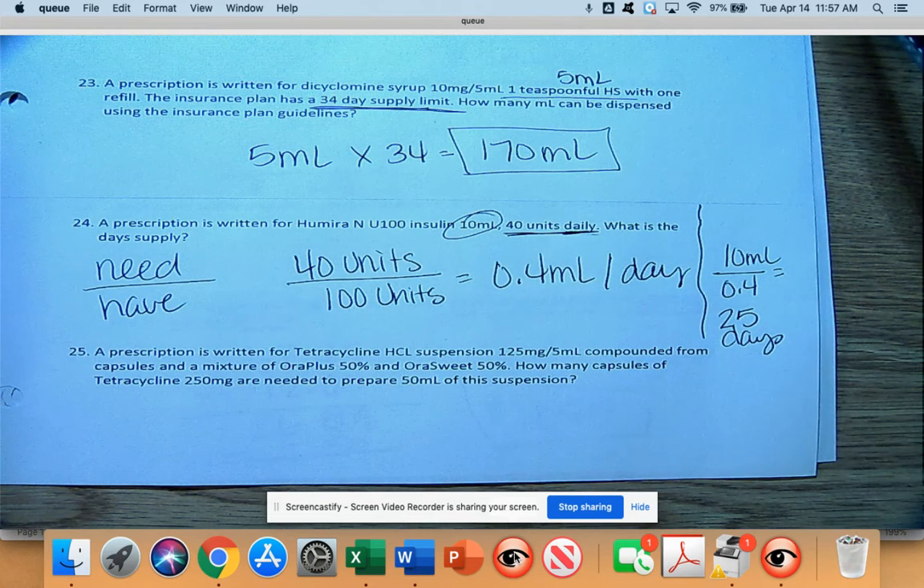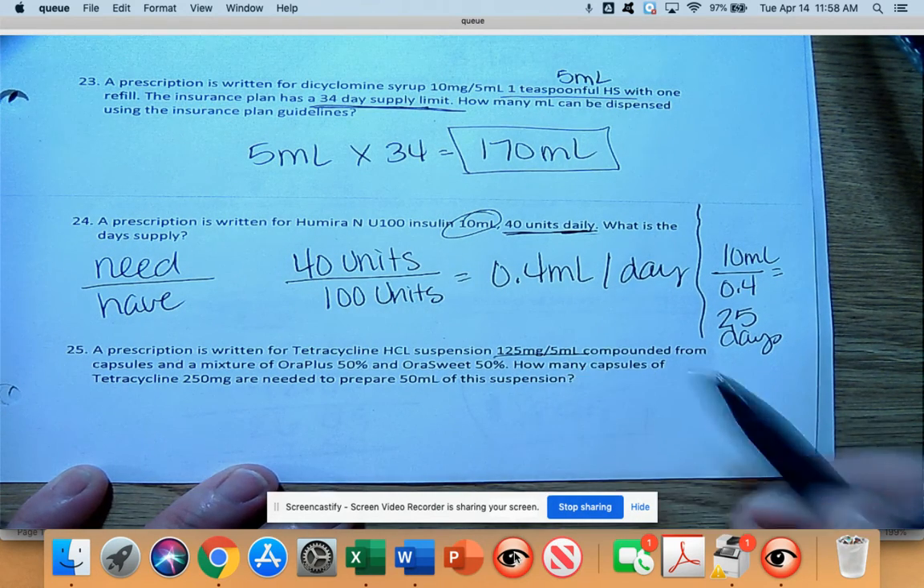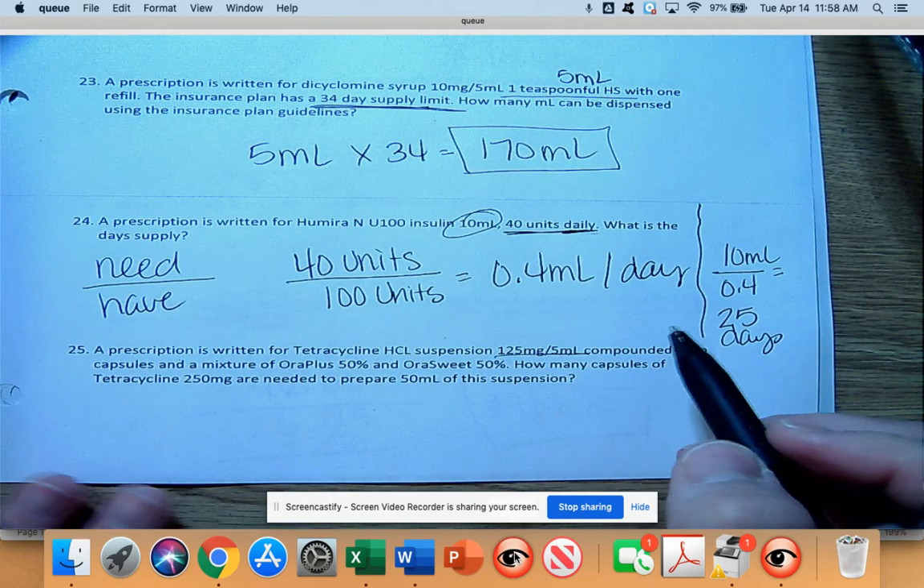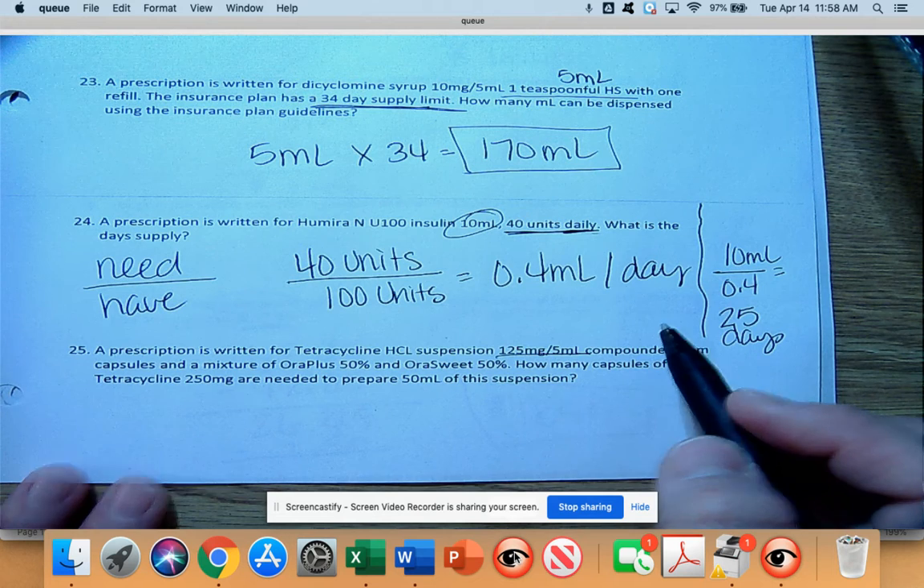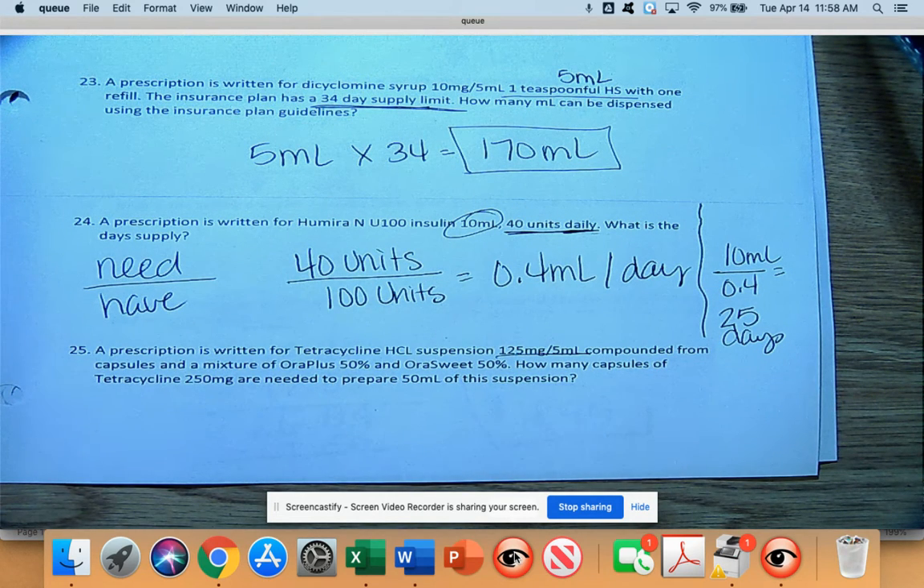I've got a prescription written for tetracycline suspension, 125 mg per 5 mL. It's going to be compounded from capsules and a mixture of OraPlus and OraSweet 50%, giving you extra information that you probably don't need to know at this point. How many capsules of tetracycline 250 are needed to prepare the 50 mL of this solution? For ease, I would get this per one mL. 125 milligrams divided by 5 gets me 25 milligrams per mL.